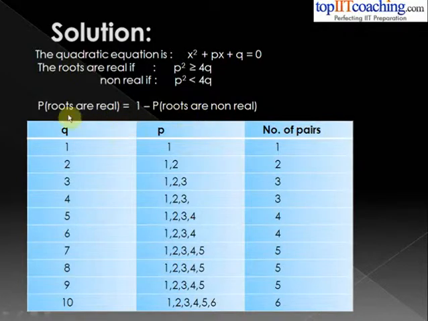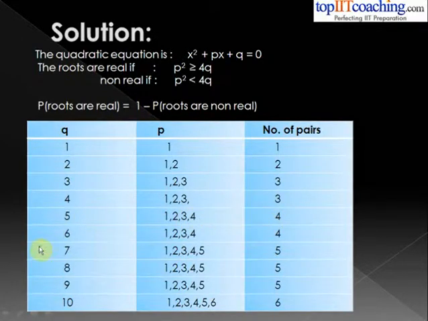So we choose different values of q from 1 to 10 and correspondingly we find the values of p. Thus, when q is equal to 1, p would be equal to 1, and so the number of pairs of p and q would be 1. When q is equal to 2, the values p can assume are 1 and 2, and thus the number of pairs become 2. For q equal to 3, p can have values 1, 2 and 3, and so the number of pairs is equal to 3. When q is equal to 4, p can have values 1, 2 and 3, and so the number of pairs are 3. When q is equal to 5, p can have the values 1, 2, 3 and 4, and thus the number of pairs are 4.